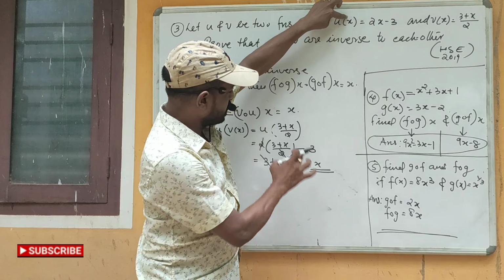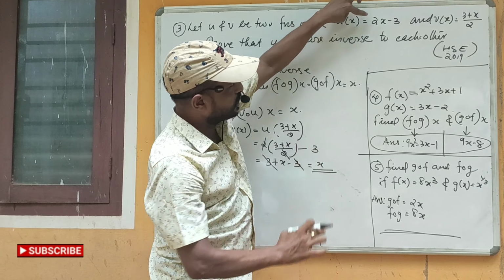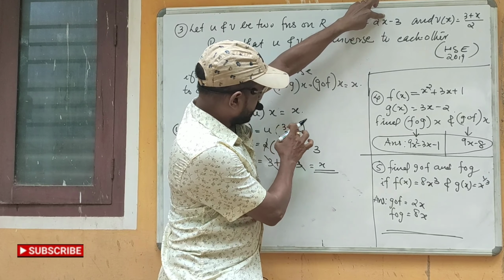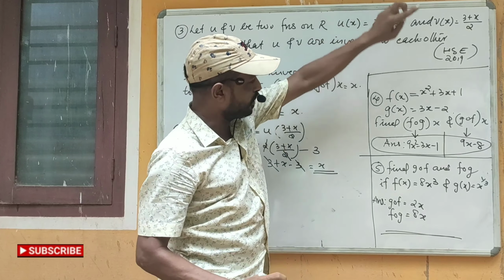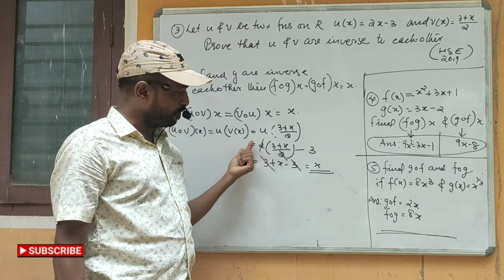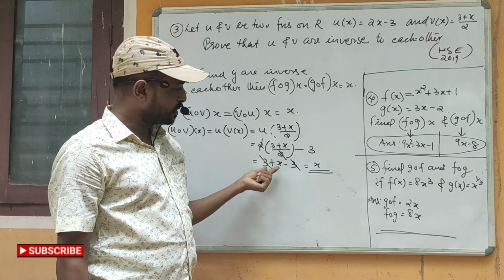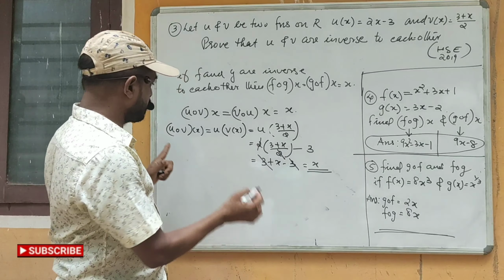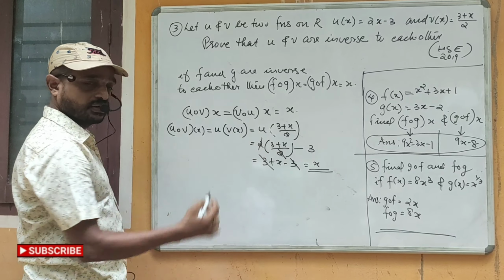In the place of x, you will have to write 3 plus x by 2. So 2 into, for x you will have to write 3 plus x by 2, minus 3. So cancelling 2, we have 3 plus x minus 3. So we can cancel this 3 also. Then you will get x. That means u composition v of x is equal to x.